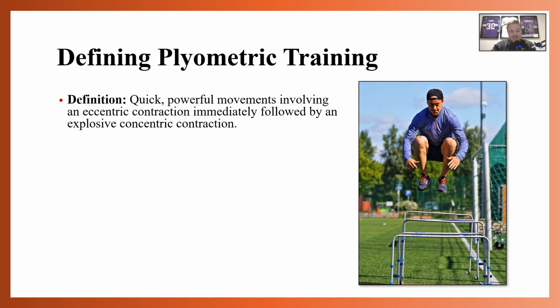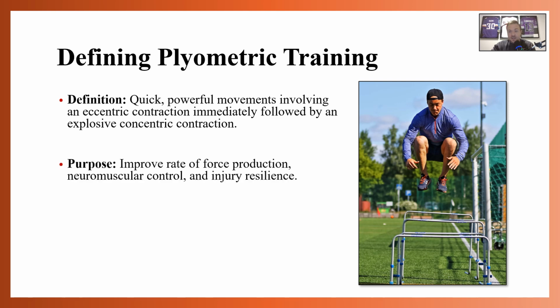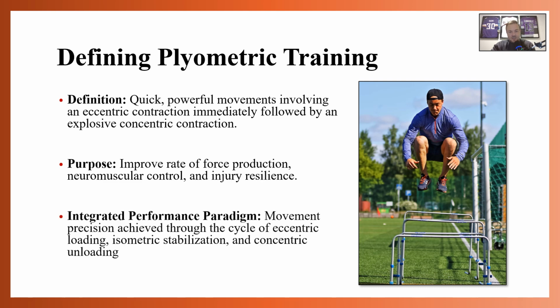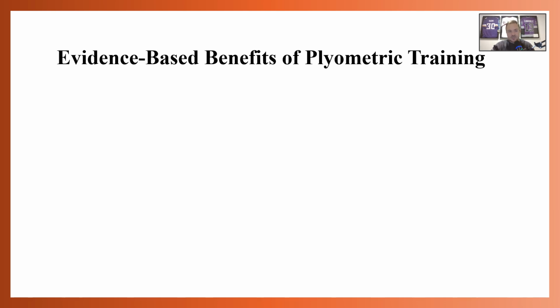So with that said, what is the definition of plyometric training? Well, it's quick, powerful movements involving an eccentric contraction immediately followed by an explosive concentric contraction, and that's as simple as it can get, and we'll get into that in more detail later. The purpose of plyometric training is to improve the rate of force production, neuromuscular control, and injury resilience. And there's something called this integrated performance paradigm. It's movement precision achieved through the cycle of eccentric loading, isometric stabilization, and concentric unloading. And that's kind of how I think of plyometrics.